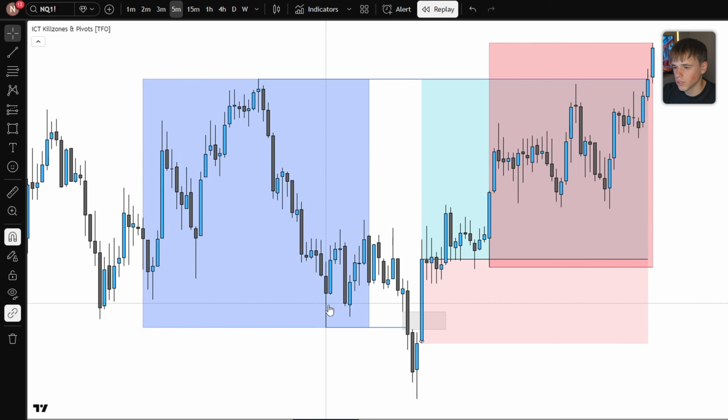So you can see that we just wanted to see a sweep of one side and then targeting another side of the Asia session. So pretty simple, except there are not two sessions, there is only one session liquidity that we are targeting and waiting for us to sweep.